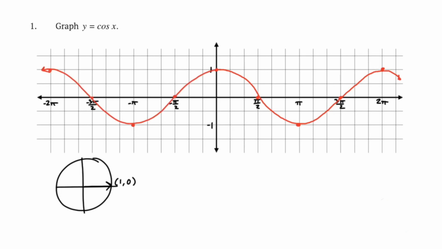So with cosine, you can see it doesn't have rotational symmetry like the sine function does. This actually has reflectional symmetry. It reflects over the y-axis. It's exactly the same on the left and the right side. And that makes this an even function.